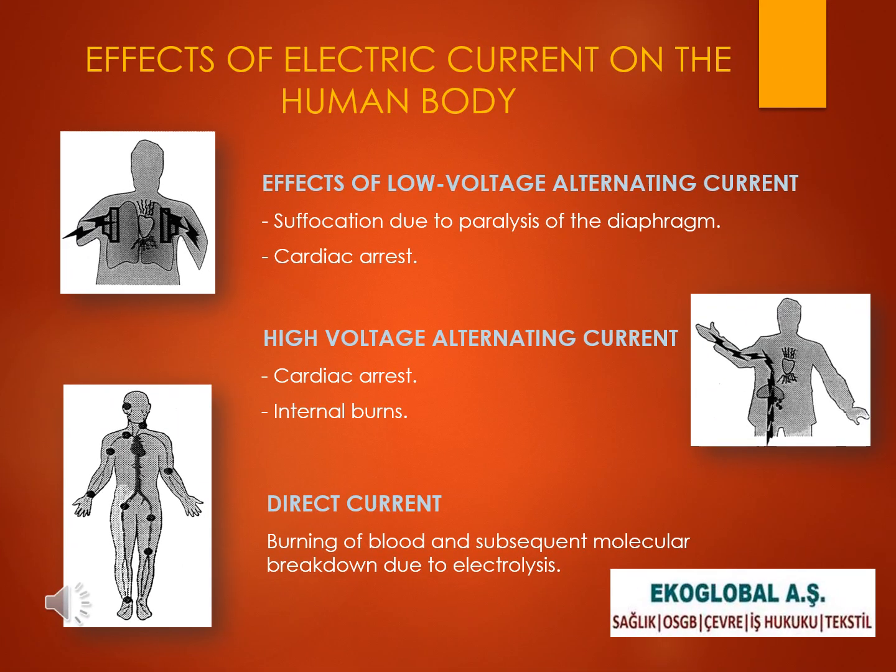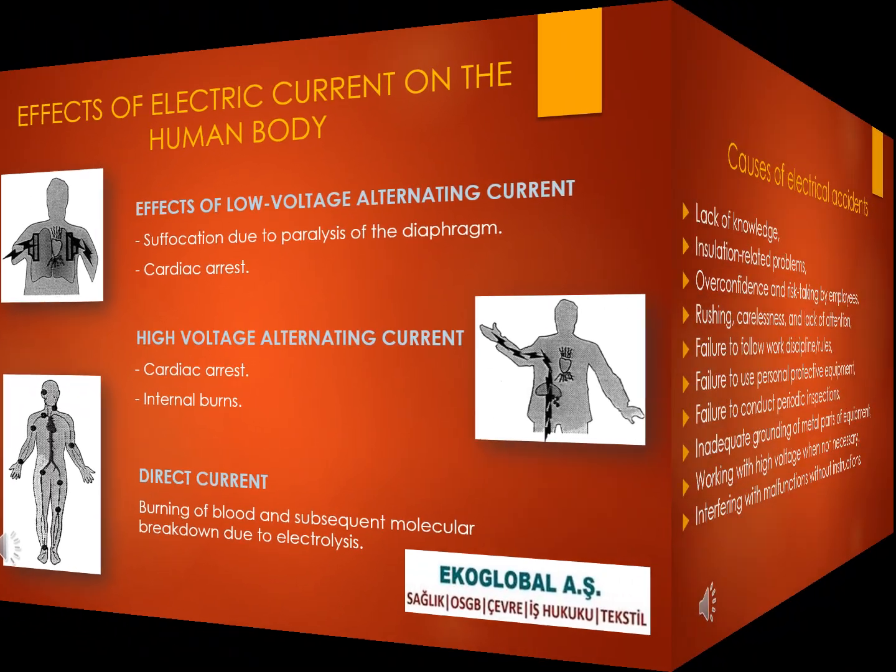Effects of low voltage alternating current can be counted as suffocation due to paralysis of the diaphragm and cardiac arrest. Effects of high voltage alternating current can be counted as cardiac arrest and internal burns. Effects of direct current can be counted as burning of blood and subsequent molecular breakdown due to electrolysis.